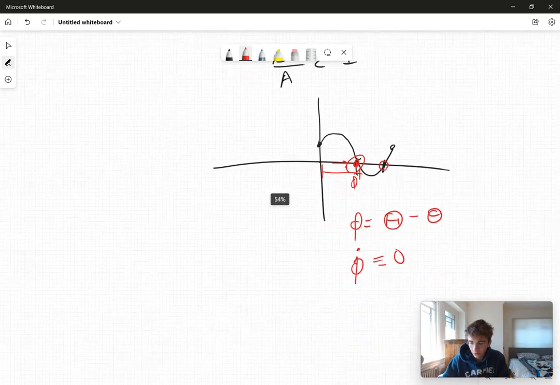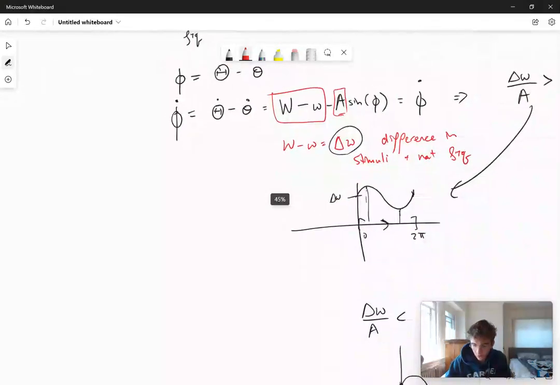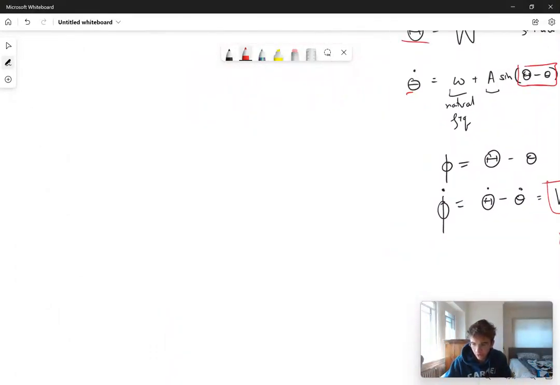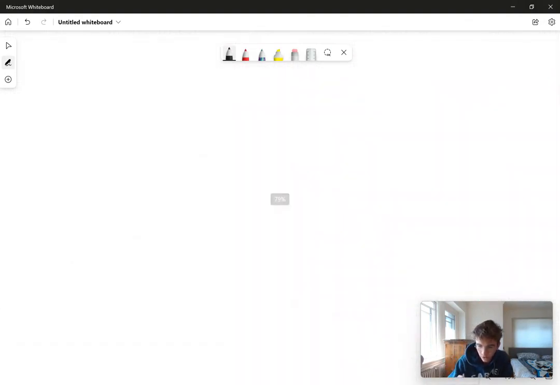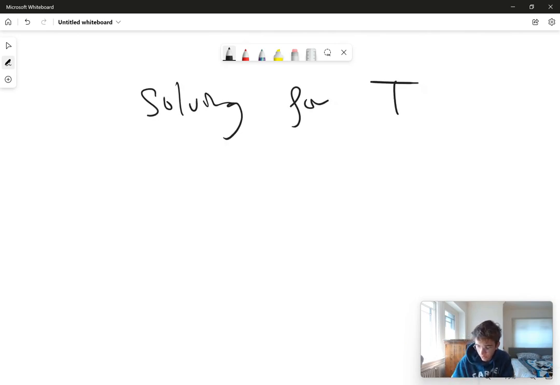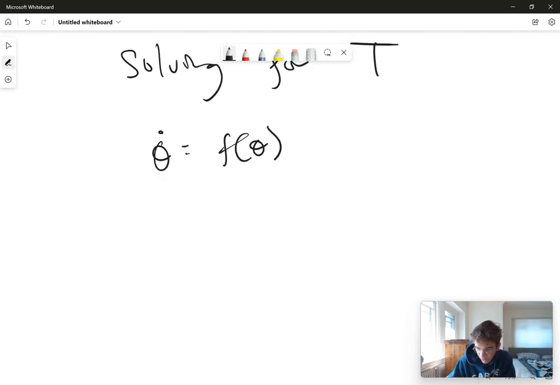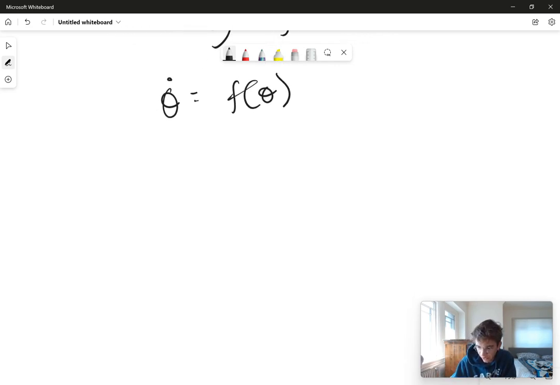Okay. The last thing I'll mention about this chapter is solving for the period. Okay, so there's kind of a discussion of solving for the period of an oscillation. Okay, so if I have phi dot is equal to f of phi, then essentially to solve for the period, this is a separable equation, right? So I can just write d theta over f of theta is equal to dt.